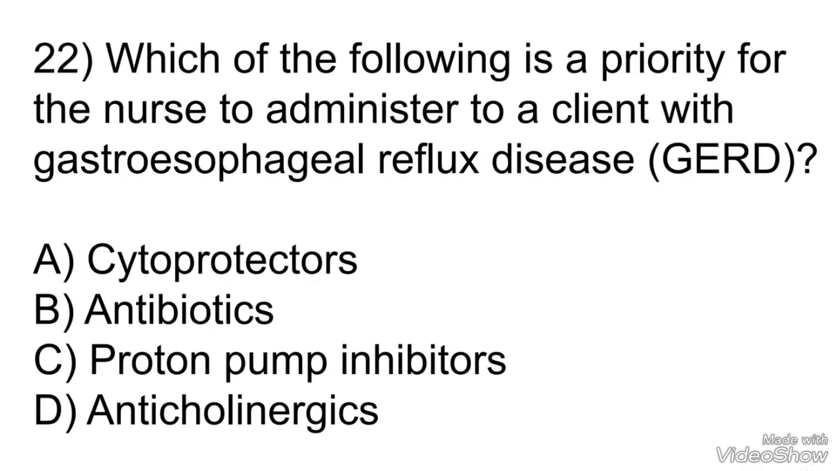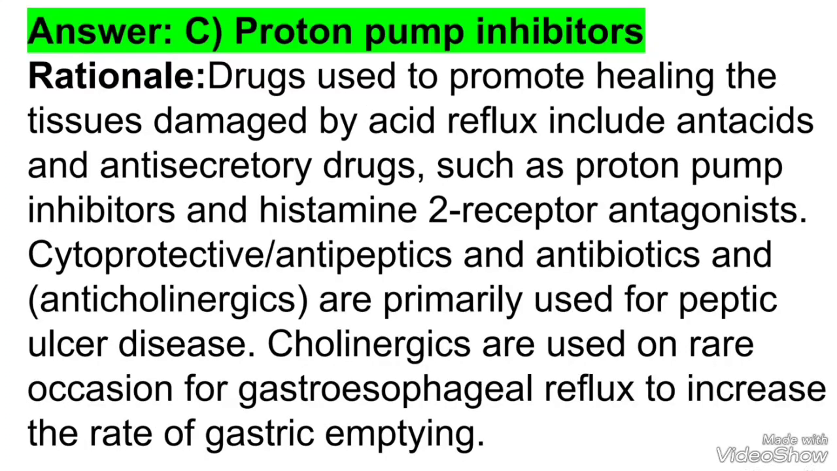22. Which of the following is a priority for the nurse to administer to a client with gastroesophageal reflux disease? A. Cytoprotectors. B. Antibiotics. C. Proton pump inhibitors. D. Anticholinergics. Answer. C. Proton pump inhibitors.